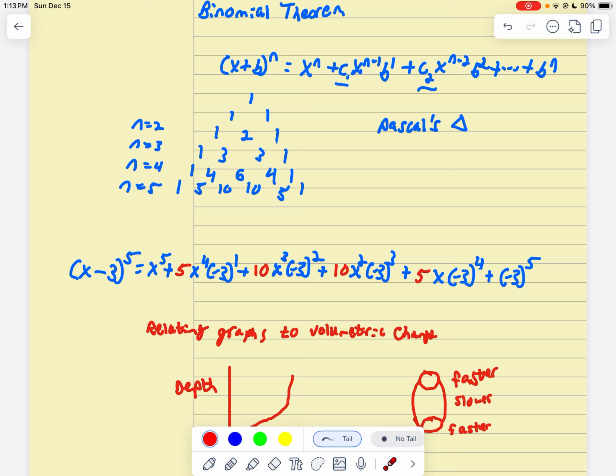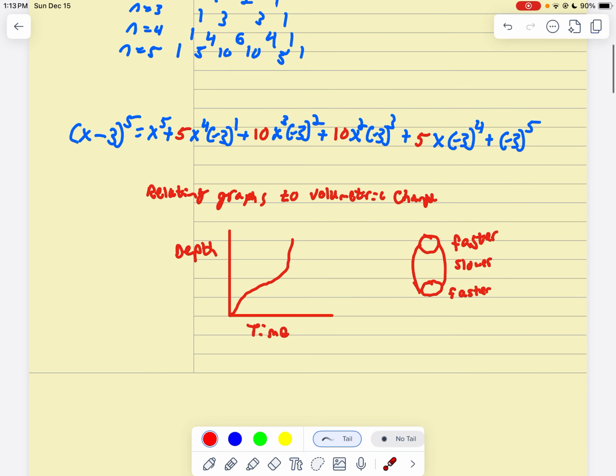And this is Pascal's triangle, right? You get the bottom number by adding the top two. So 1 plus 2 is 3. 2 plus 1 is 3, and so forth. 1 plus 4 is 5. 6 plus 4 is 10. 4 plus 1 is 5. And you can add another row if you wish.